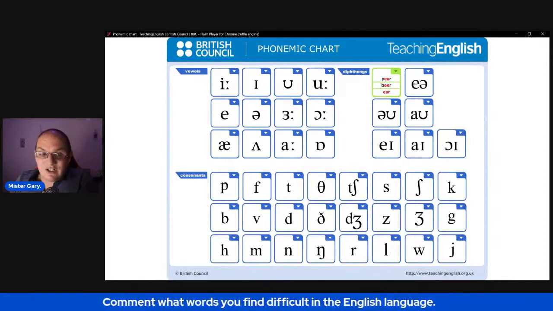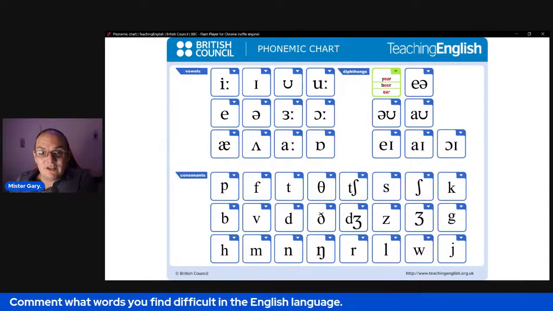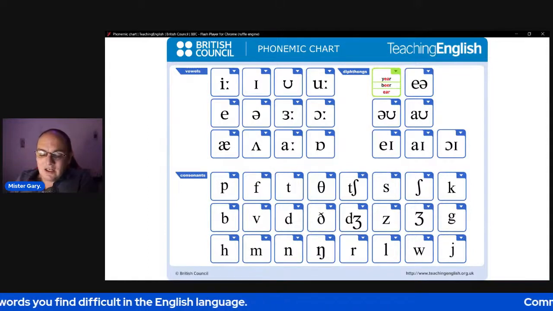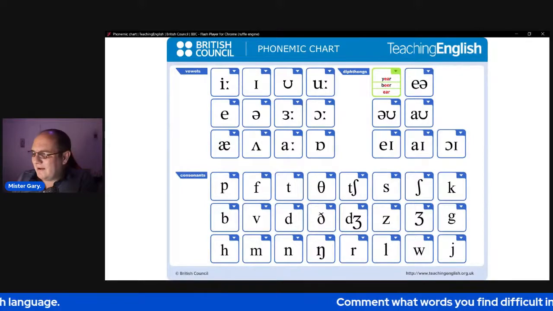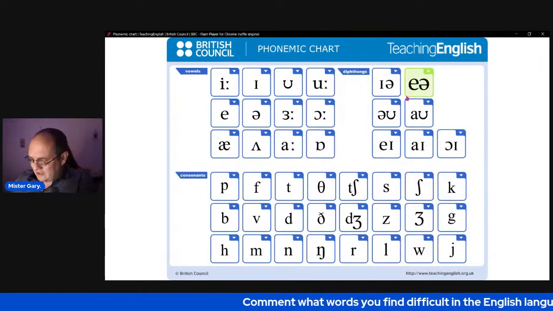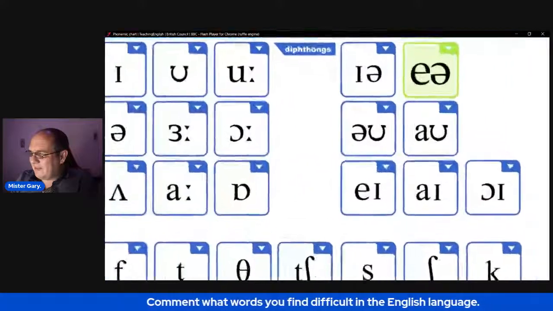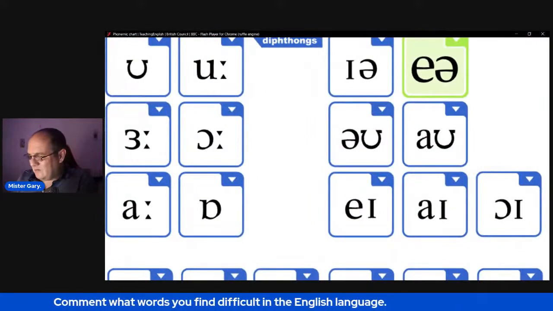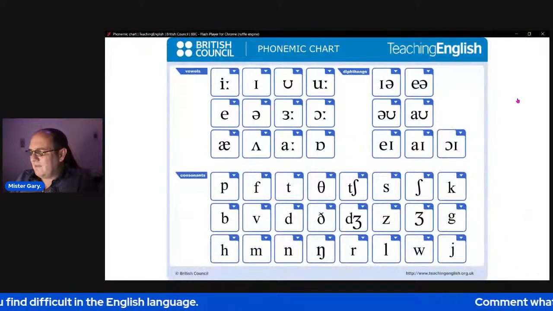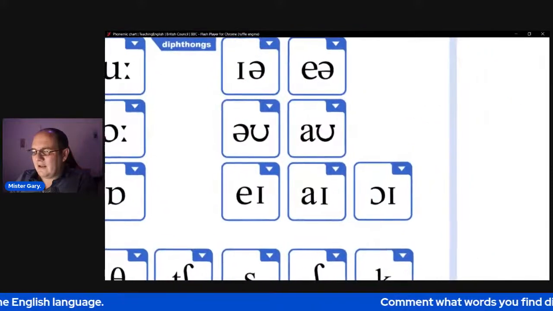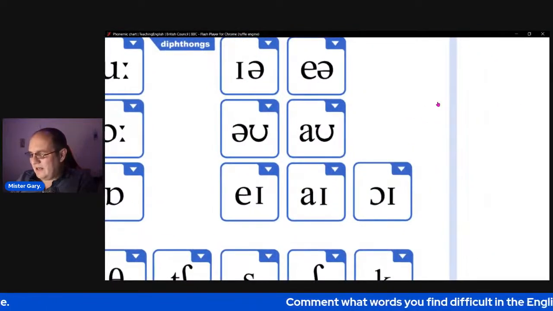We're using the British English version of this. There is an American version that has one extra sound in it, but we don't need to worry too much about that. So I'll just zoom in over here, and then we can move over a little bit here to get a better angle on that. There we go.